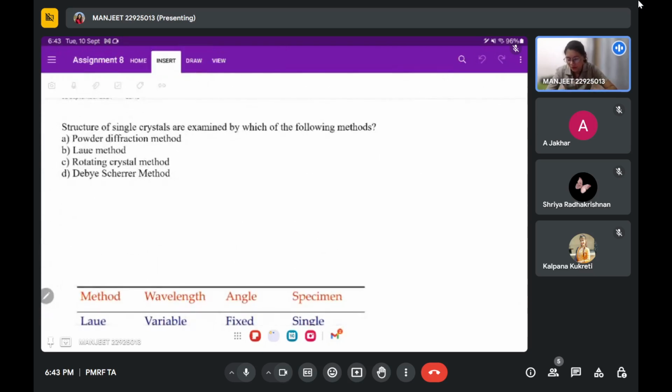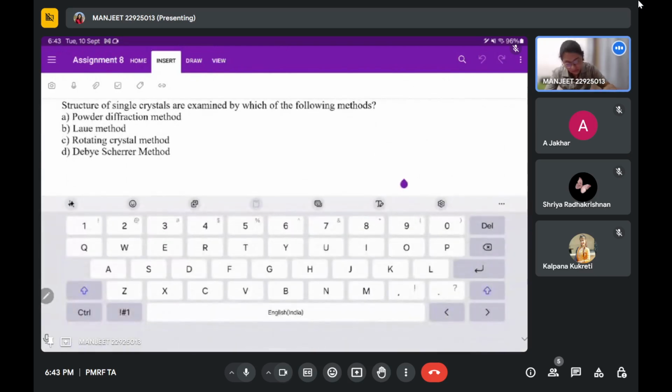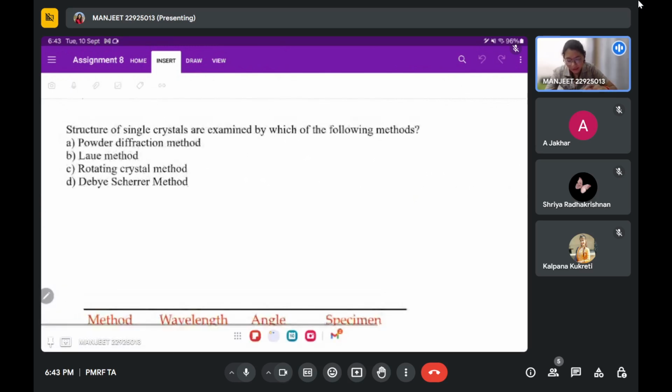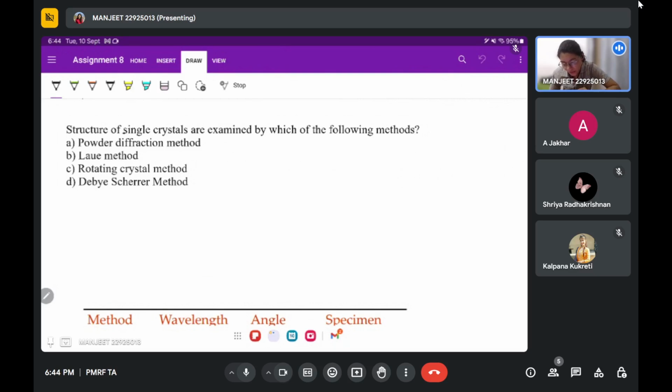Now in the next question, the structure of a single crystal is examined by which of the following methods. In the last class we discussed all about these three kinds of XRD methods, that is the powder diffraction method, Laue method, and the rotating crystal method. The Debye-Scherrer method is just to calculate the crystallite size. So for the structure of a single crystal, which method is used? The powder method is not for a single crystal. The Laue method and the rotating crystal method are for a single crystal.